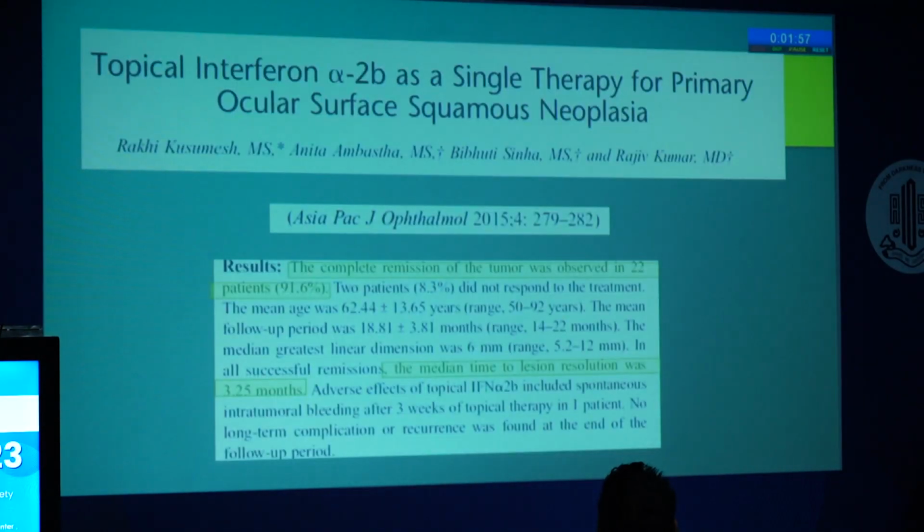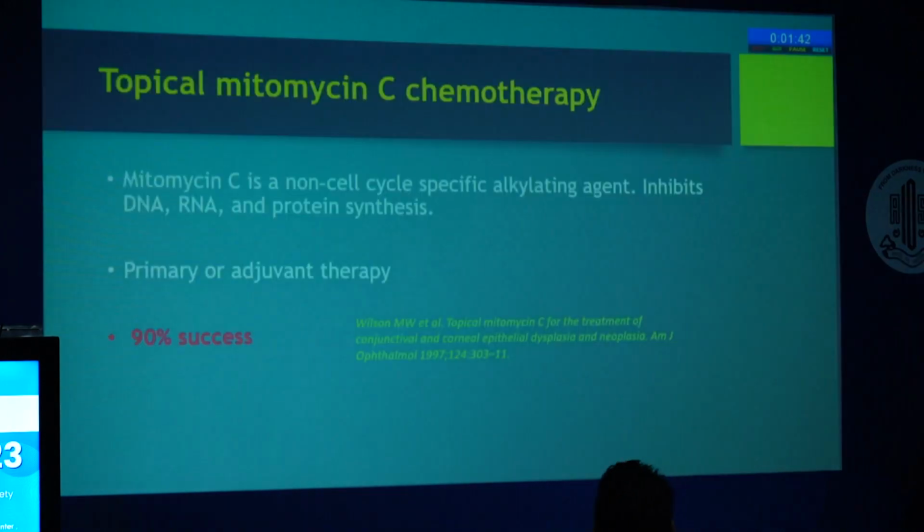So we published a paper in 2015, where we found that the success rate of interferon 2B in OSSN is 91.6%, and they take a longer time to resolve the tumor. That was around 3.5 months.